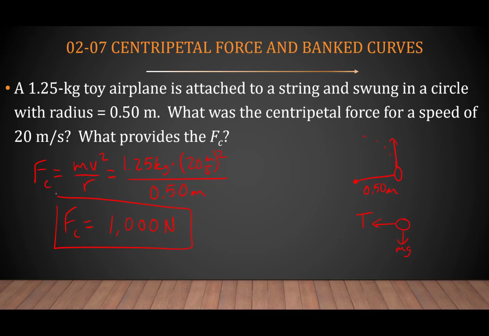So it takes a lot of force to swing that toy airplane that fast. Keep in mind, 20 meters per second is quite fast. That's about on the order of 50 miles an hour. Oh, there's our answer. Oh, and our centripetal force is the tension in the string.